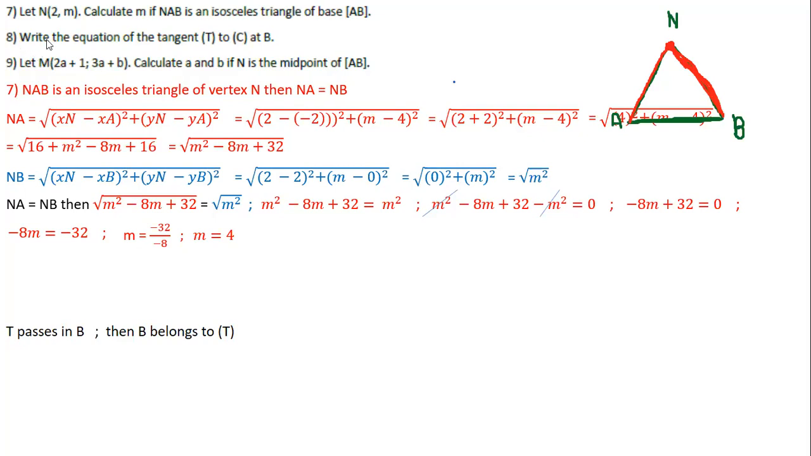Part 8: we should write the equation of the tangent T. T is definitely a straight line, and we want to write its equation. T is tangent to the circle at B.